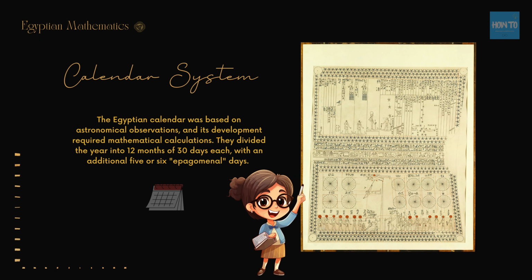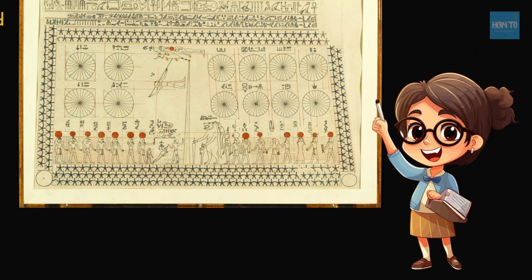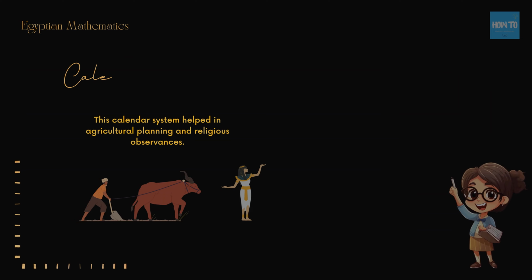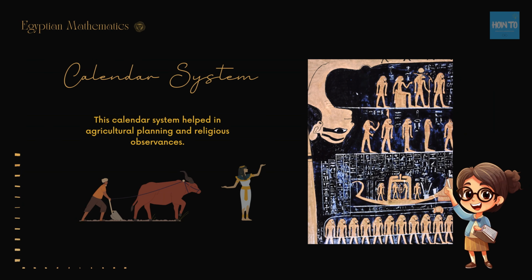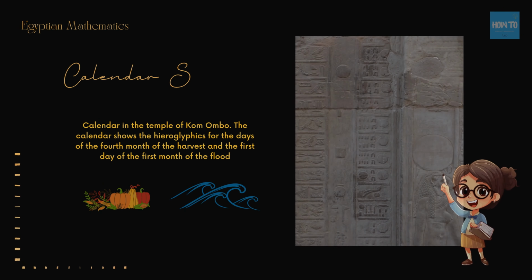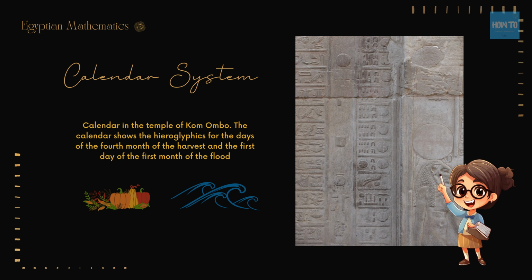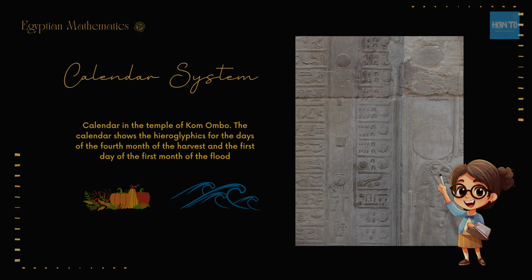Calendar system. The Egyptian calendar was based on astronomical observations, and its development required mathematical calculations. They divided the year into 12 months of 30 days each, with an additional 5 or 6 epagomenal days. This calendar system helped in agricultural planning and religious observances. Here is the calendar in the Temple of Kom Ombo. The calendar shows the hieroglyphics for the days of the 4th month of the harvest and the 1st day of the 1st month of the flood.